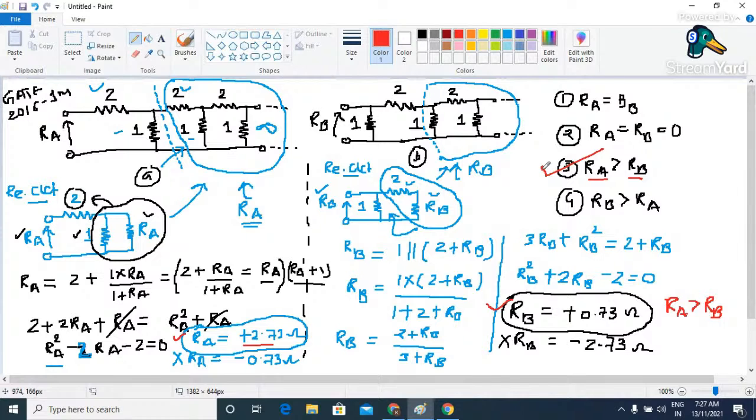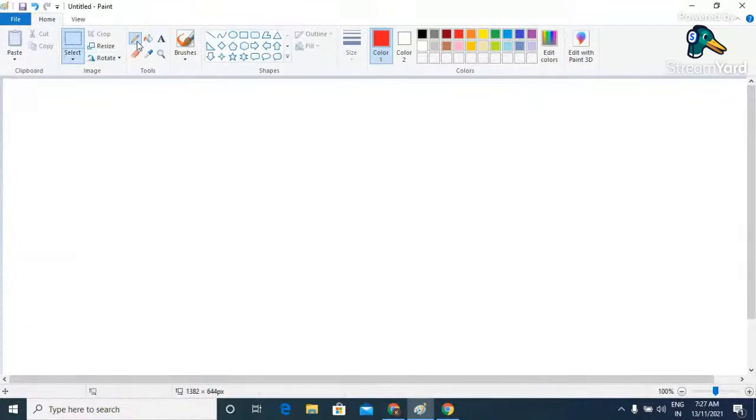In the same way, let us try to solve one more numerical, again from previous year GATE, and let us see whether you are capable of solving that numerical or not. So the structure is something like this. This was the question again asked in GATE 2016 for 1 mark, and the structure is something like this.